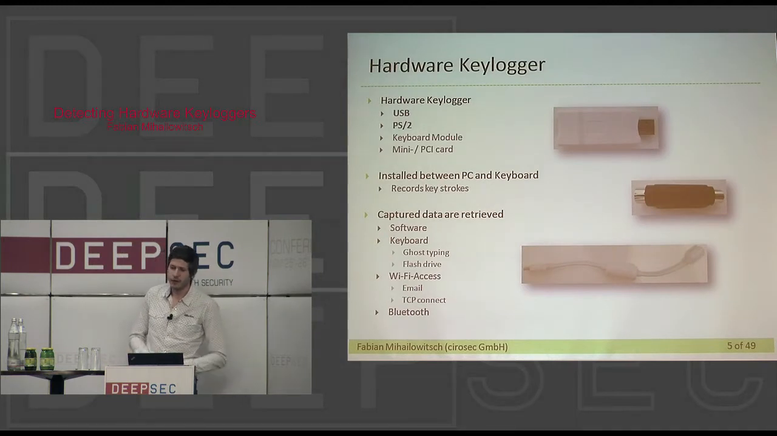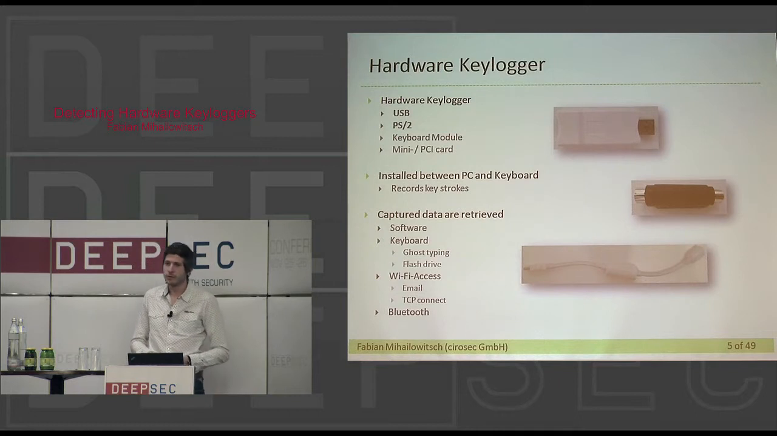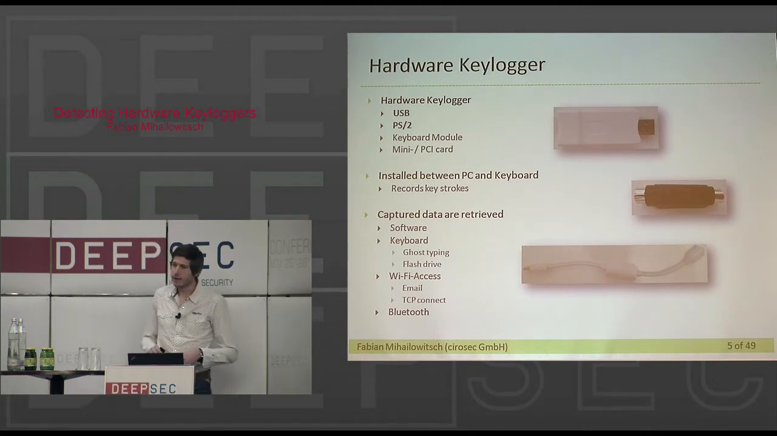Let's start with a short introduction of hardware keyloggers. Basically, they are available for USB and PS2, like I mentioned. They are available as keyboard modules, which are basically a chip you can solder into your keyboard, or you can buy it completely and just plug it in. They are available as mini and PCI cards, which try to get keystrokes via DMA. But basically, we will focus on USB and PS2-based ones.